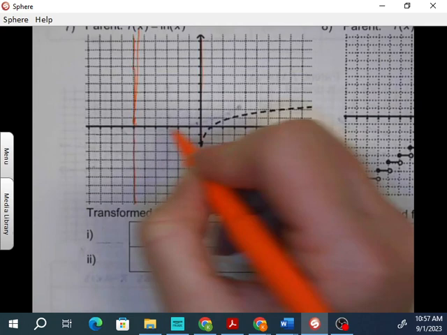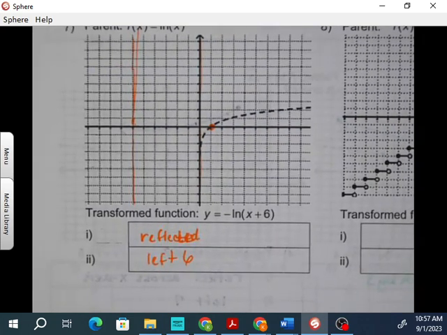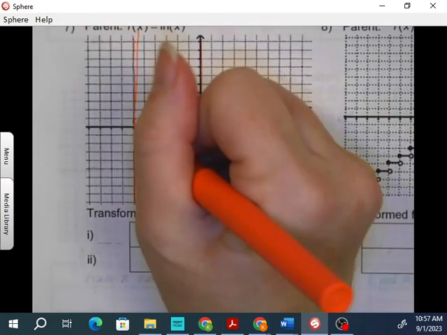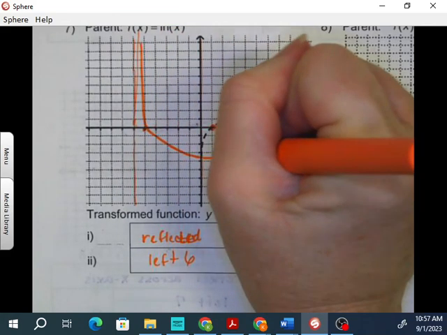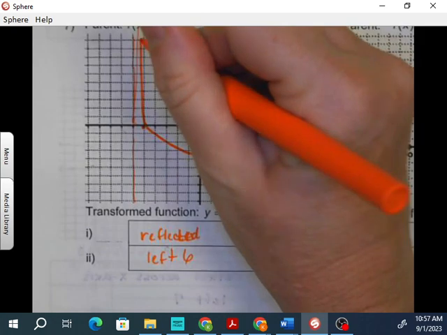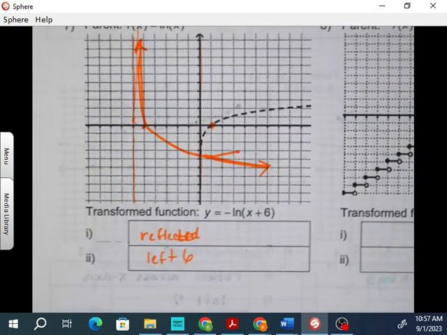Normally it passes through the ordered pair 1, 0. It's just going to be over here, and it's upside down, so it's going to look like that. That was terrible. I'm not very good at graphing. Like that.